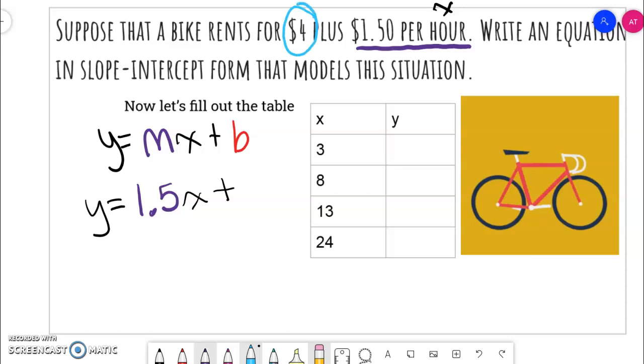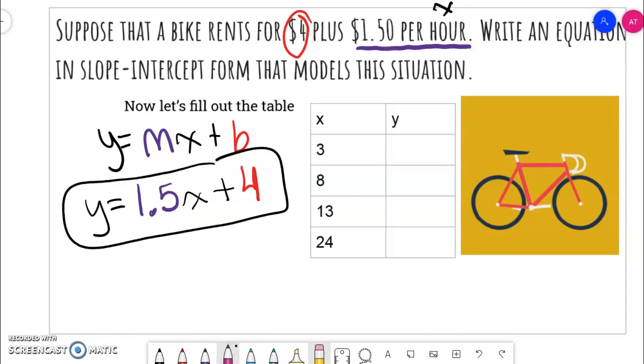So it's $4 just to even look at the bike and say, yeah, I'd like to rent a bike. And they're like, okay, $4. Doesn't matter if I spend half an hour or 3 hours, I'm still paying $4 just to rent the bike. So now we're going to fill out the table now that we have our equation.